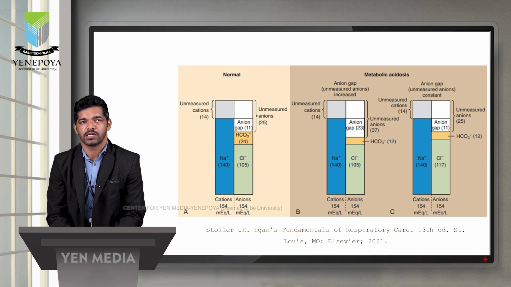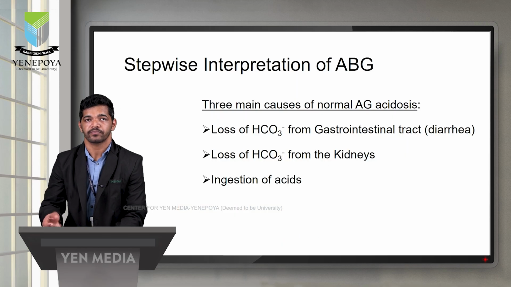So this is the pictorial representation of the anions and cations in the blood in the equilibrium state. Picture number 1 shows the cations and anions in the equilibrium state. Picture number 2 shows an elevated anion gap metabolic acidosis, where the chloride will be normal. Picture number 3 shows a normal anion gap metabolic acidosis, where whatever bicarbonate is lost will be replaced by chloride.